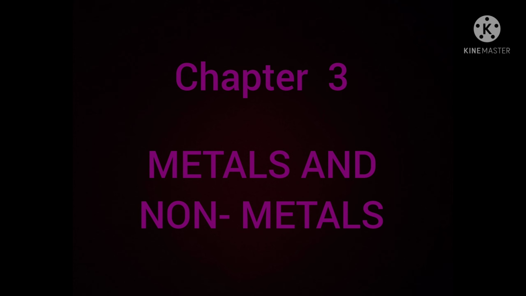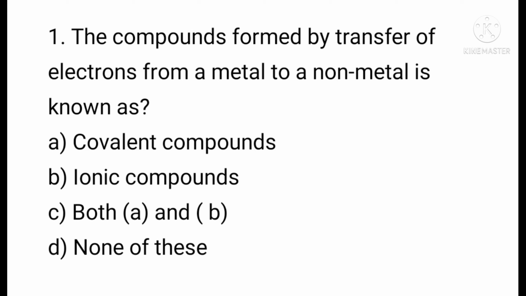Here are the questions. First one, the compounds formed by transfer of electrons from a metal to a non-metal is known as option A covalent compounds, B ionic compound, C both A and B, D none of these. Here the correct option is option B ionic compounds. Ionic compounds are formed by the transfer of electrons from a metal to a non-metal.